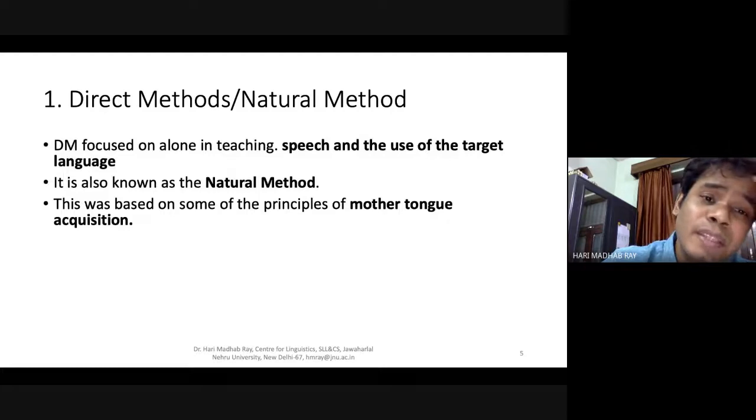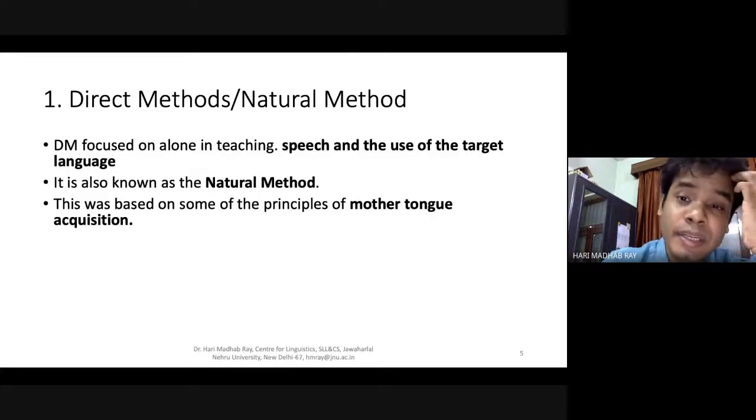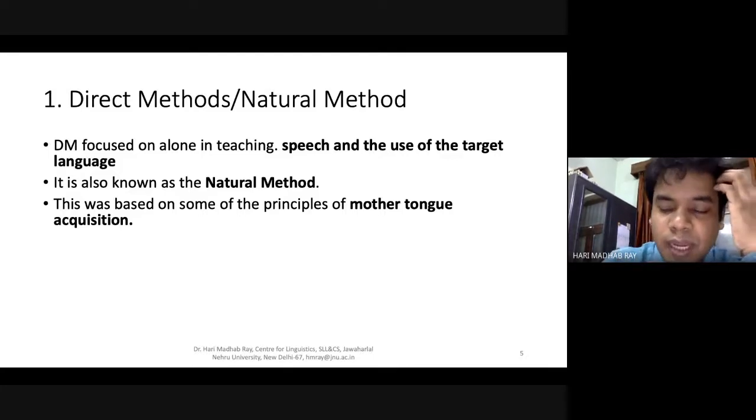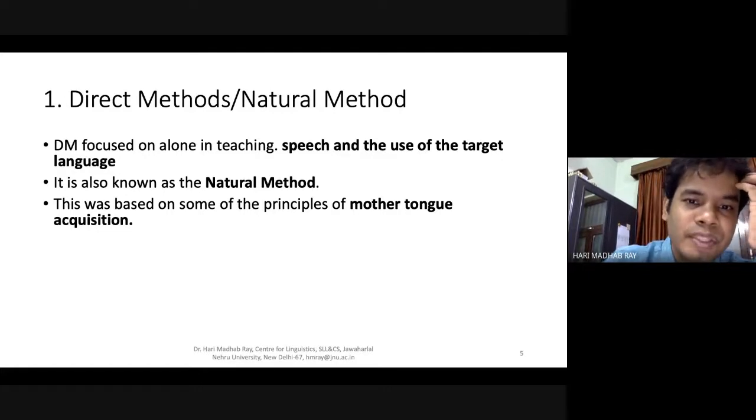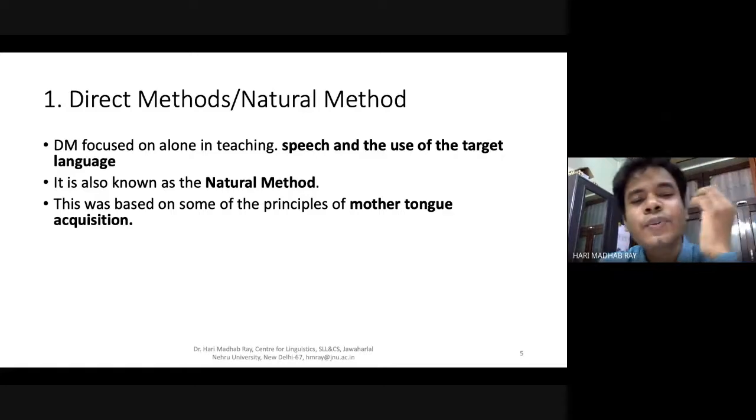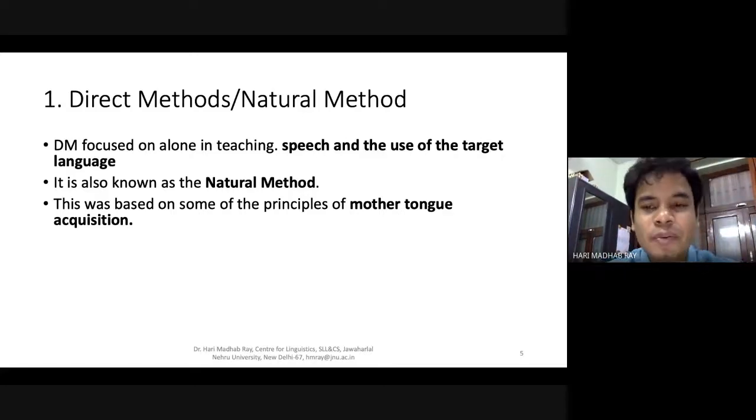Now, the direct method focused solely on teaching speech and the use of the target language, as you know, and it is also known as the natural method of language teaching. And you know the distinction now, why it is known as the natural method, because later on some of the principles of first language and second language acquisition were taken into account in the direct method, and that's the reason it is called the natural method, you see. And this was based on some of the principles of mother tongue acquisition, especially first language acquisition.